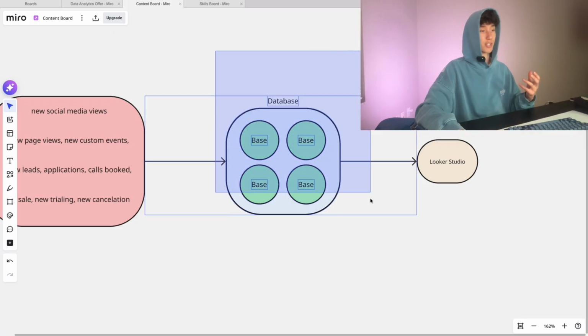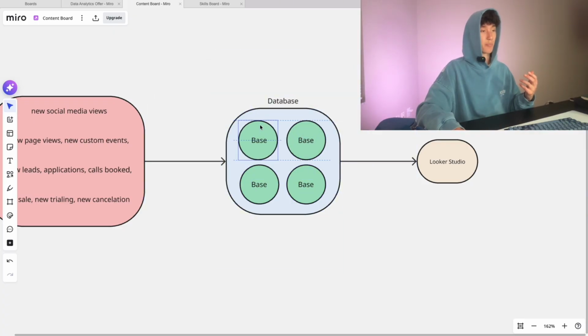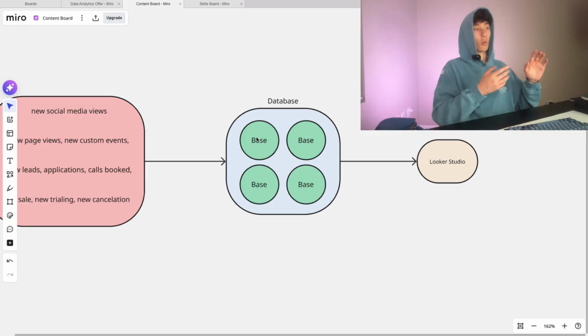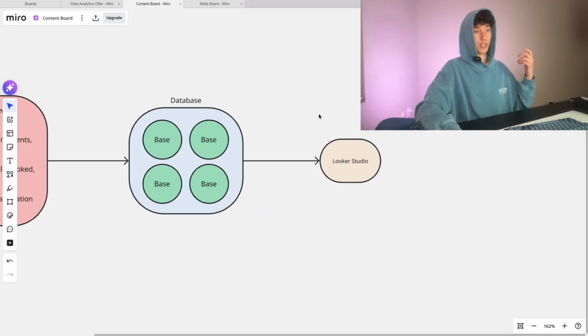So once we have that, you have your database, which would be Google Sheets, and then each page within the Google Sheet would be your base. So you would have one for all of your payment processors, or one for all your payments, all of your new leads, all of your page views, and then all your social media views, which would then go to the Looker. So that's pretty much everything. How to track stuff to actually grow your info product, all the metrics, what to track, how to set it up, everything. I gave you everything.